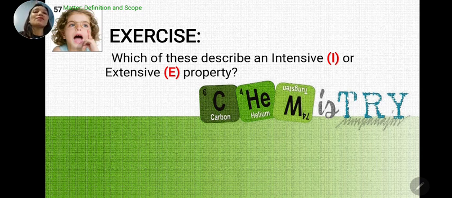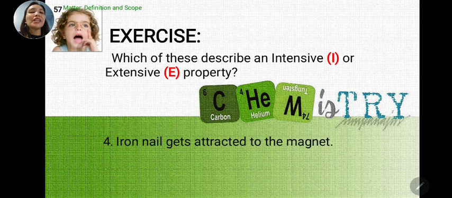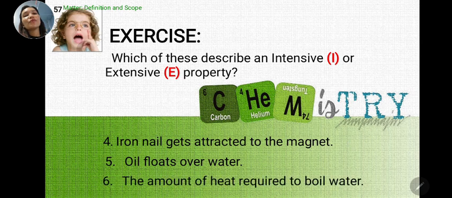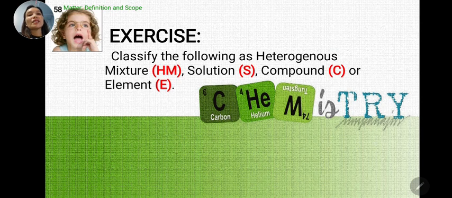Now, describe an intensive or extensive property. Iron nails gets attracted to the magnet. Yung attraction niya sa magnet, is it intensive or extensive? Oil floats over water. Buoyancy. The amount of heat required to boil water. Does it change? So next, classify the following as heterogeneous or if it's solution or compound or element.